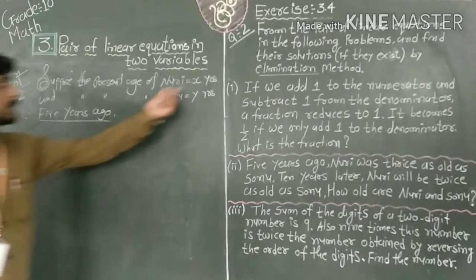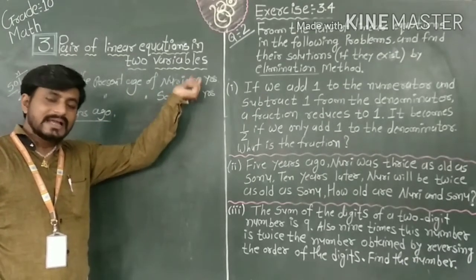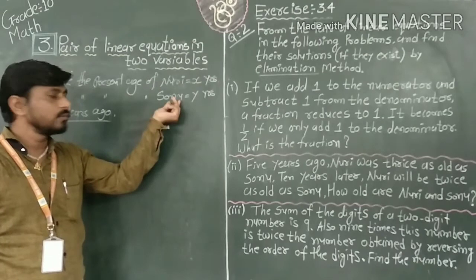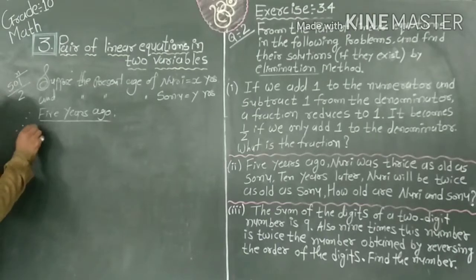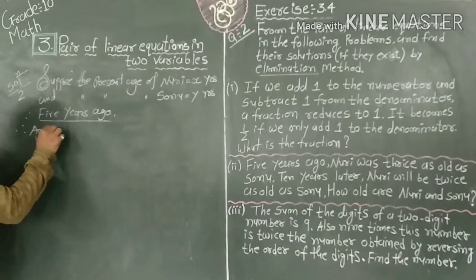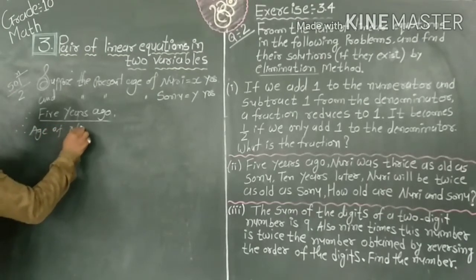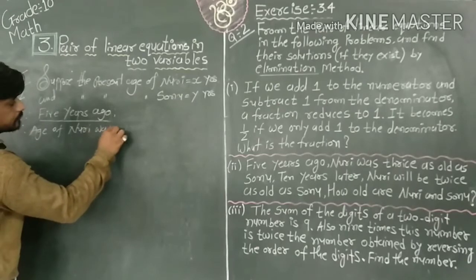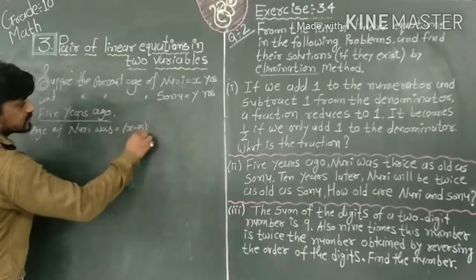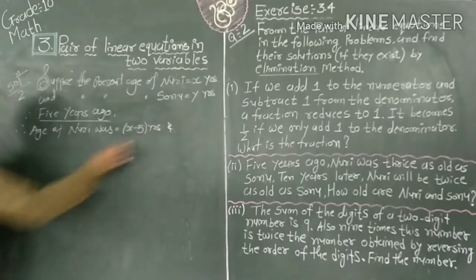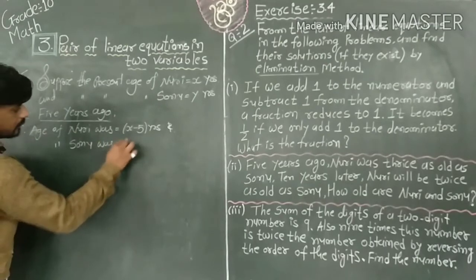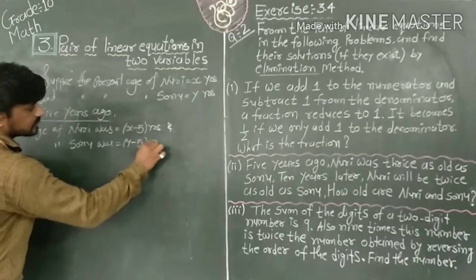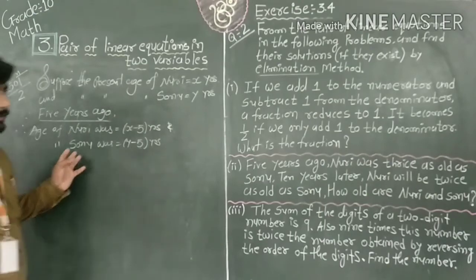Before 5 years, Nuri was x minus 5 and Sonu was y minus 5. That means the age of Nuri was x minus 5 years and the age of Sonu was y minus 5 years. Okay, got it everyone?